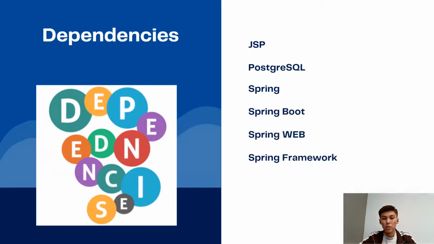Here are the dependencies which I want to use. First, JSP for front-end views. JSP is to be utilized since it provides dynamic web pages. Then PostgreSQL database, along with it there are dependencies such as Spring Data JPA and the PostgreSQL driver.